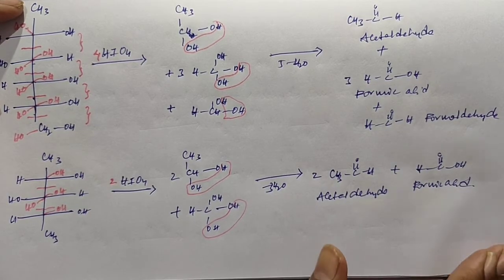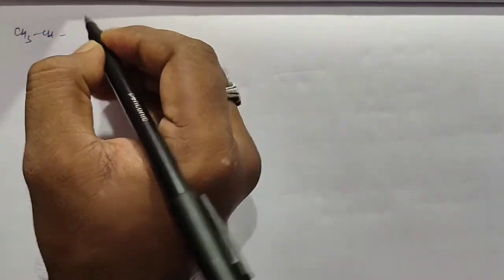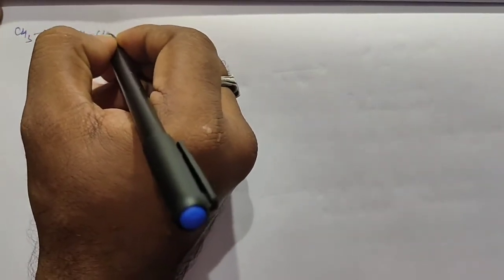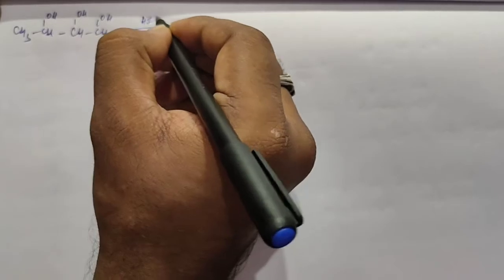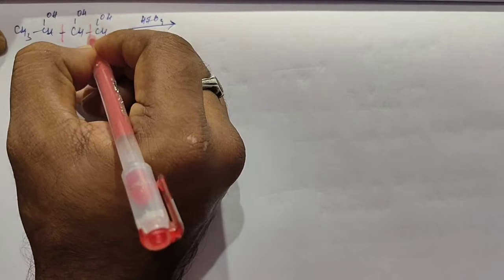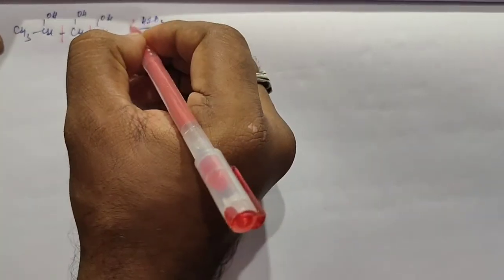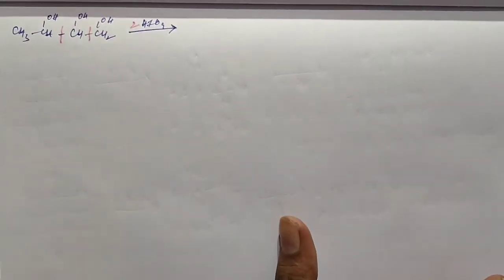Next example. CH3 CH, CH CH2 OH. This compound undergoes oxidation in the presence of periodic acid. So here also 2 breakdowns can be possible. Here we need to use 2 moles of periodic acid.